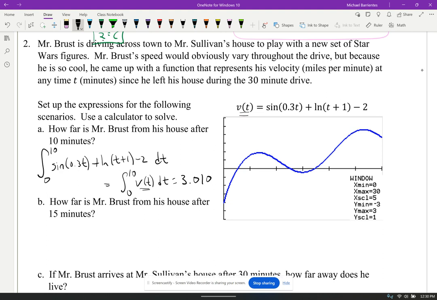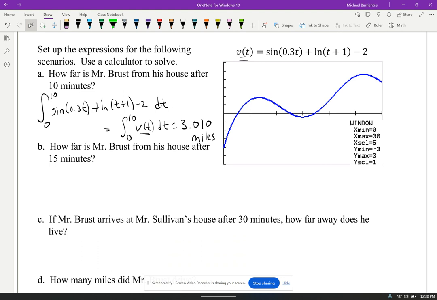Now, what is the unit of this? We were taking the integral of velocity, and velocity was measured in miles per minute, but the integral multiplies miles per minute times dt, which is in minutes, and so I'm left with miles. So this is how far Mr. Brust is from his house after 10 minutes. He's that many miles away from his house.